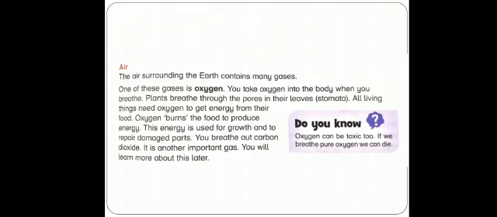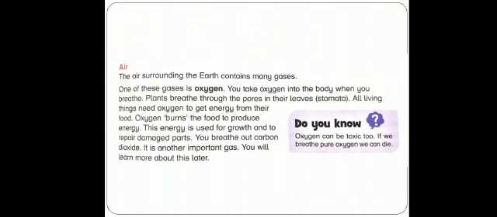The next factor, the next component of our environment, is air. The air surrounding the earth contains many gases. One of these gases is oxygen. You take oxygen into the body when you breathe. Plants breathe through the pores in the leaves called stomata.